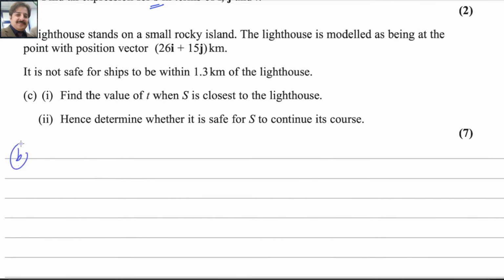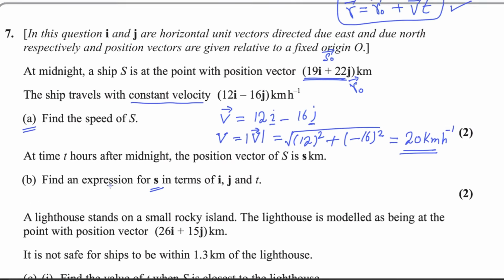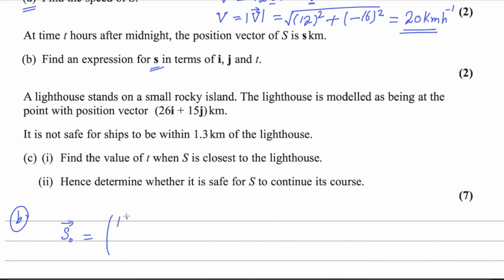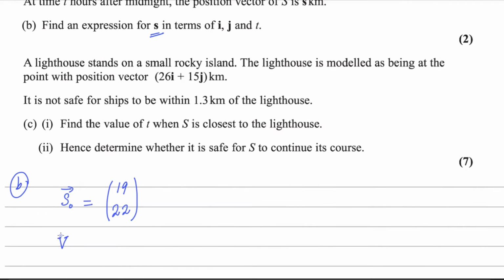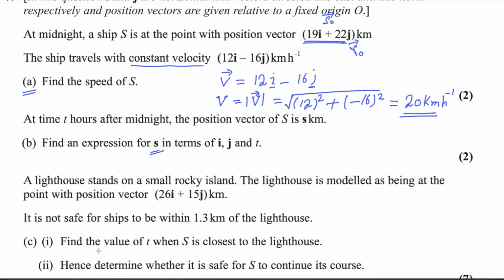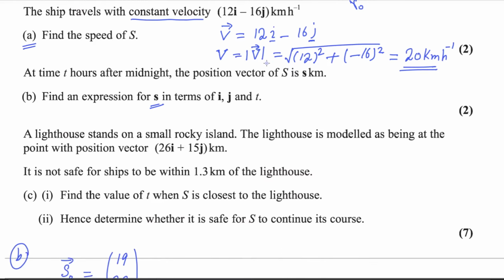First of all, let me write things here. Let me write s naught, the starting point, the starting displacement. I'm writing in column vector form, which is much easier to solve. So we can write 19 and 22. And velocity is given there, that is equal to 12 and negative 16.